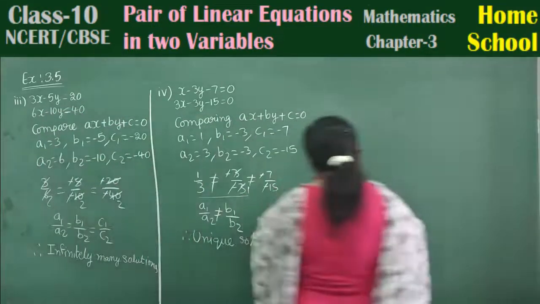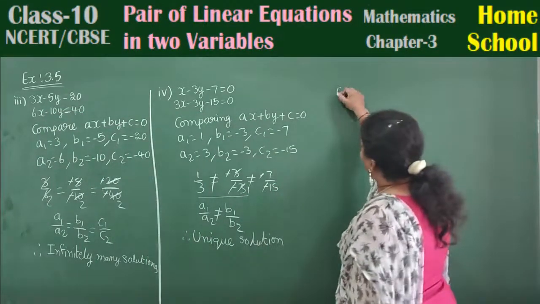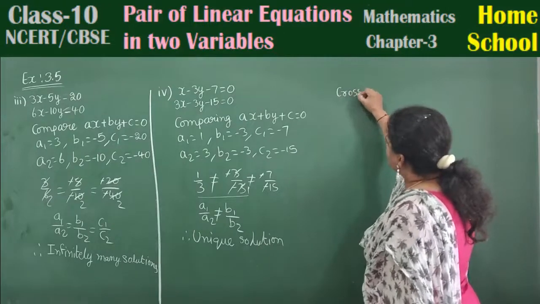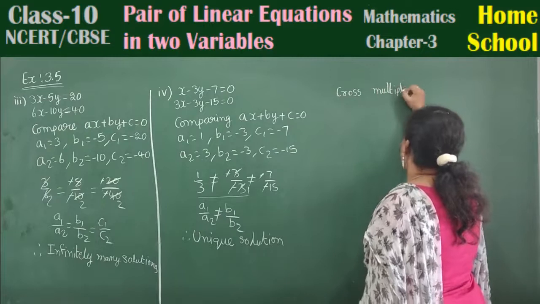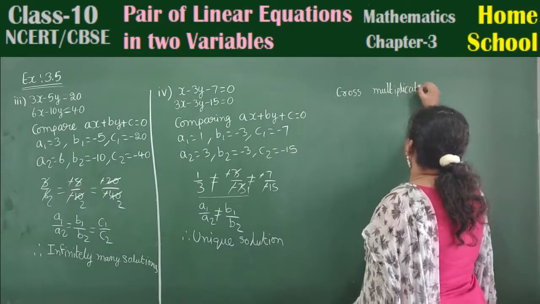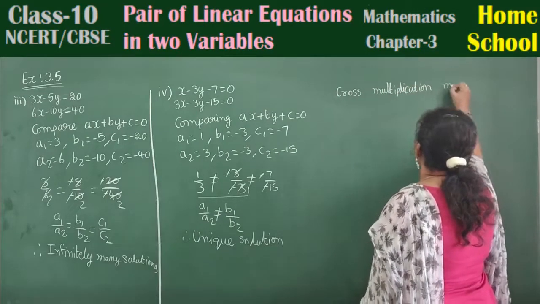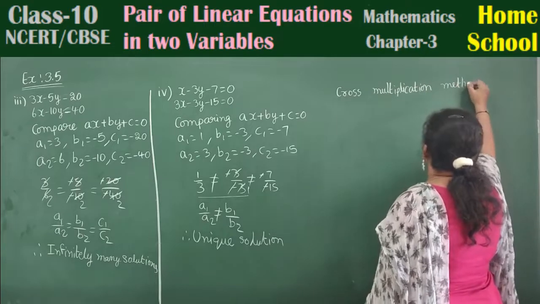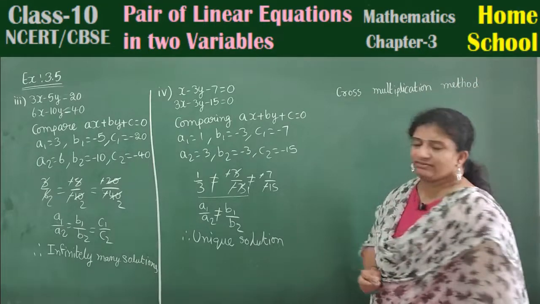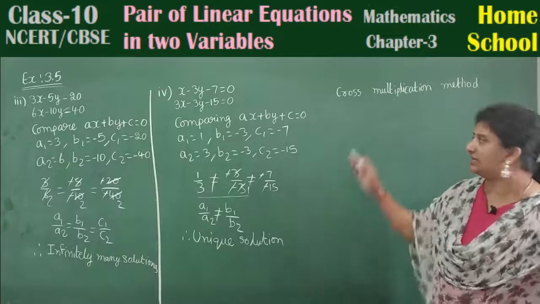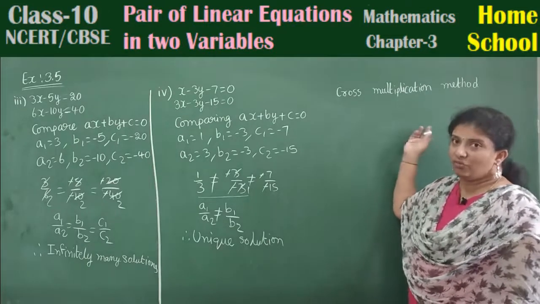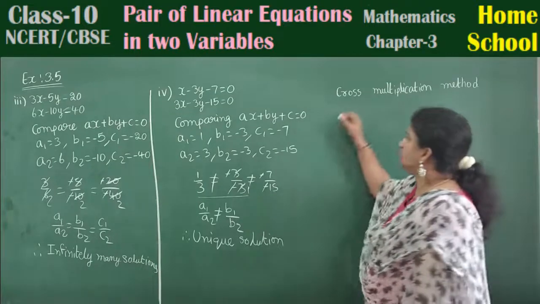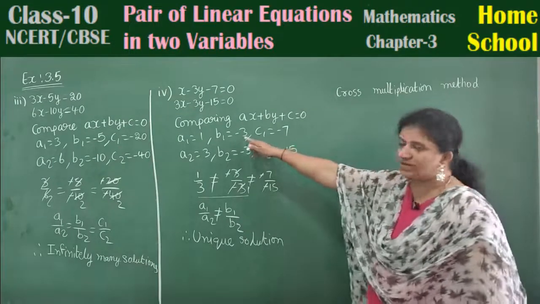Let's start solving here by cross multiplication method. By cross multiplication method. How can we start? Do you remember the circle? How we have done? b1, c1, a1, b1. So write it again. What is the b1 value?